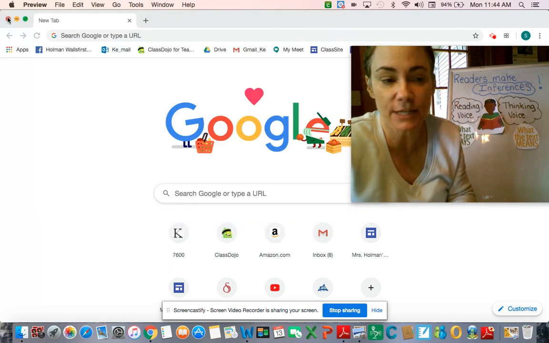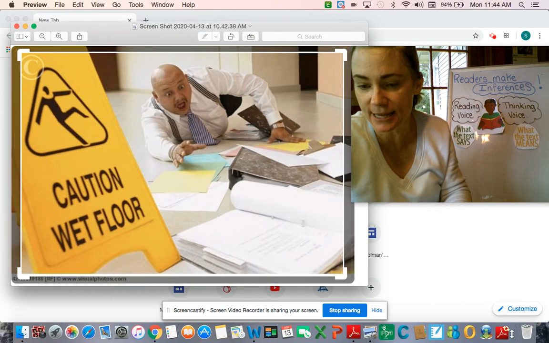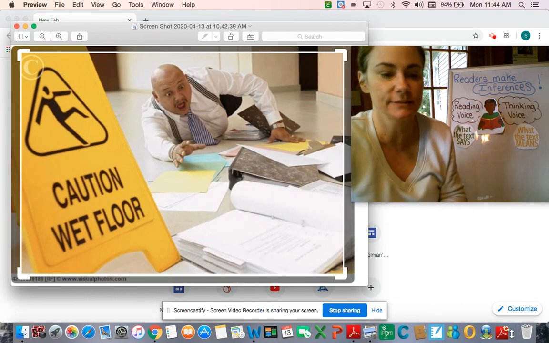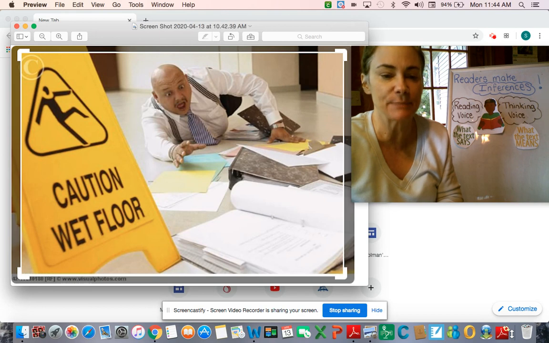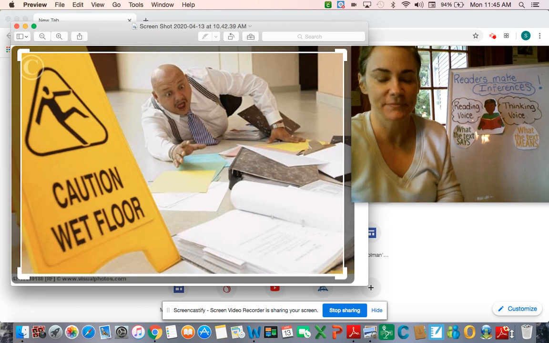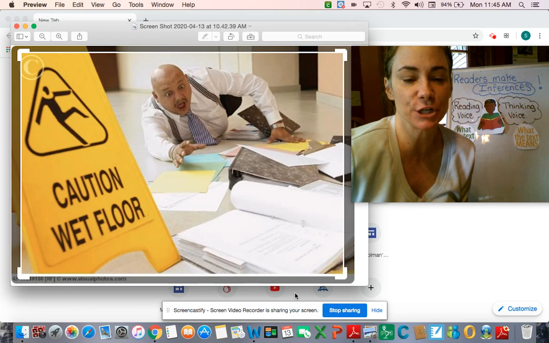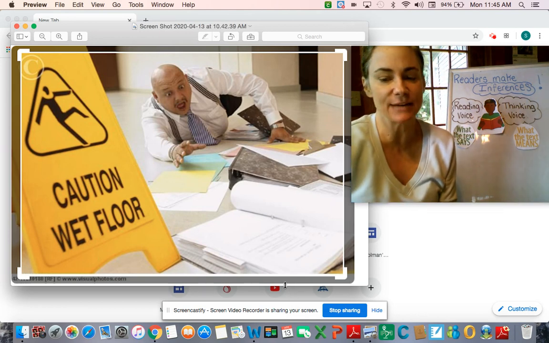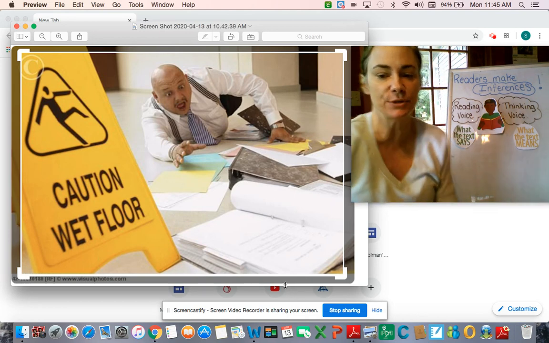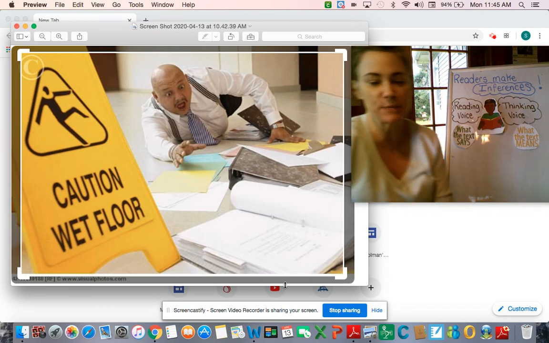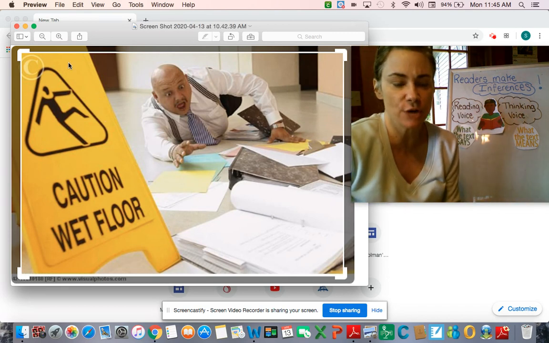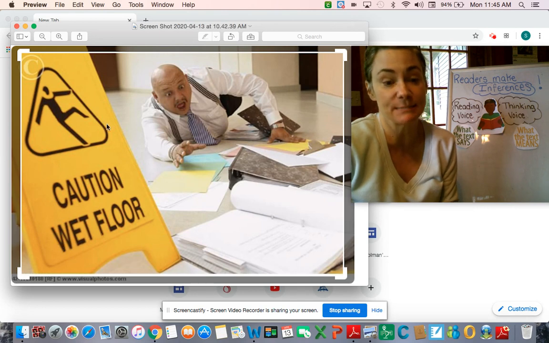I have another picture for us to look at today. Uh-oh. Let's take a minute to look at the picture. Okay, so remember, boys and girls, when we're making inferences, again, we're thinking about clues and we're using our thinking voice for these pictures especially. The first thing that draws my eye is this big yellow sign. Does anybody know what kind of sign this is?